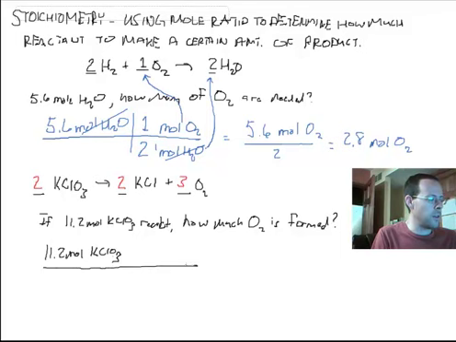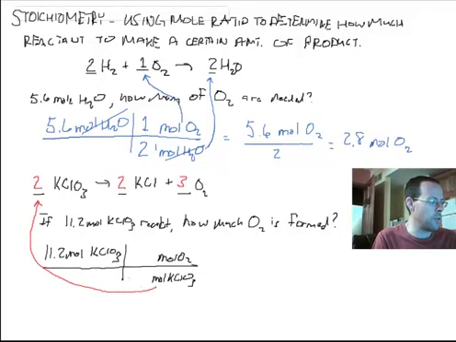Right, we're going to draw our fence and rail. We're going to let our units be our guide. And notice moles of KClO3 is on top, so we have to put moles of KClO3 on bottom, so that they cancel out. We want to go to moles of O2. So in this case, as we look up at our balanced equation, moles of KClO3 has a coefficient of 2. So we're going to put a 2 in front of KClO3. And moles of oxygen has a 3 in front of it, so we're going to put a 3 in front of moles of oxygen.